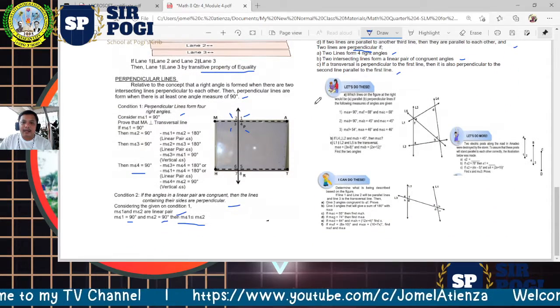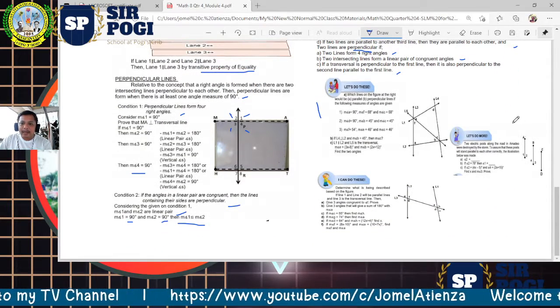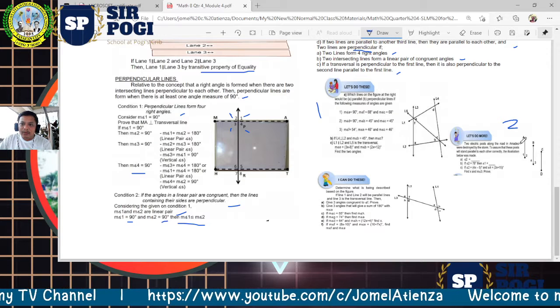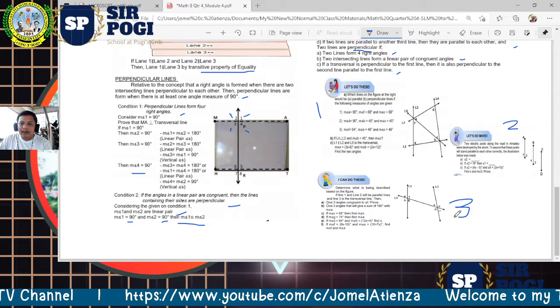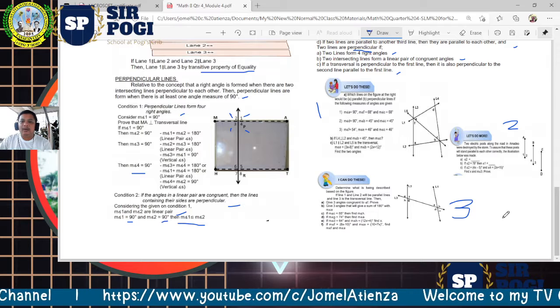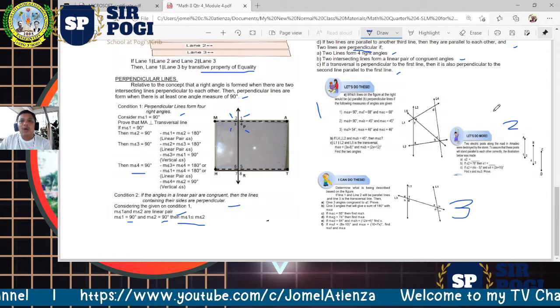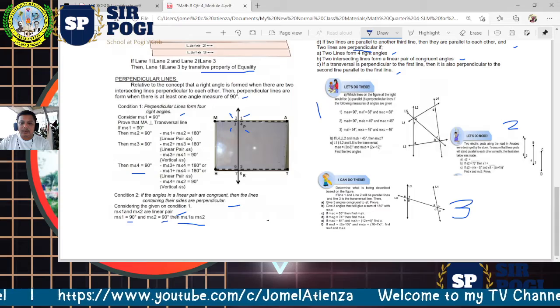So ito po yung ating activity number 1, then activity number 2, and activity number 3. So sasagutan po sa ating Google Classroom.